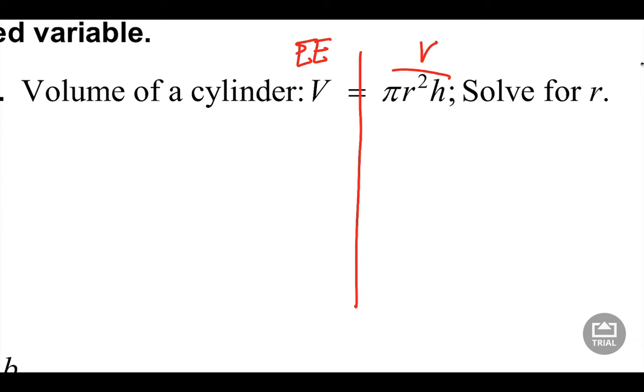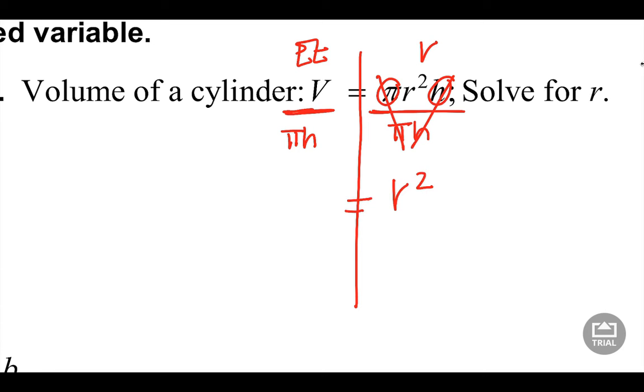Okay, again, this is a package deal. They're all being multiplied together. I can't add or subtract anything because they're all multiplied. So now I've got to divide since it's being multiplied. I only want R. So I need to divide by everything that's not R. So this pi and this H. So I'm going to divide by pi H. And whatever I do on one side, I have to do to the other side. Divide by pi H. Well, pi on top, pi on bottom makes 1. H on top, H on bottom makes 1. That's gone. So I'm left with R squared equals, and then V over pi H.